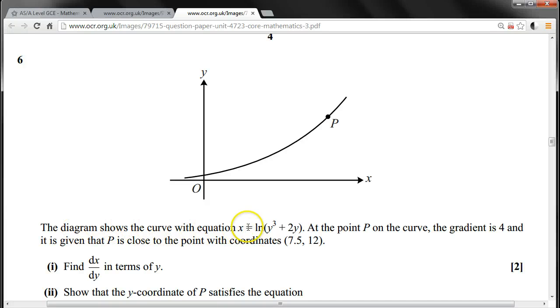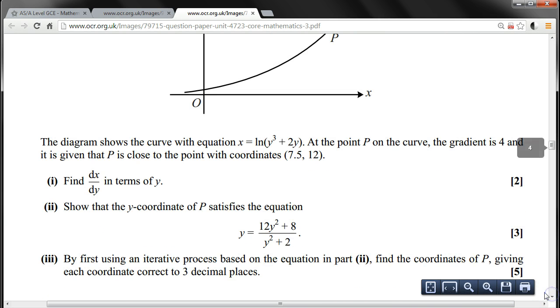The diagram shows the curve with this equation. At the point P on the curve, the gradient is 4, and it is given that P is close to the point with coordinates here. Find dx/dy in terms of y. Show that the y coordinate of P satisfies the equation here. By first using an iterative process based on the equation in part 2, find the coordinates of P, giving each coordinate correct to 3 decimal places.